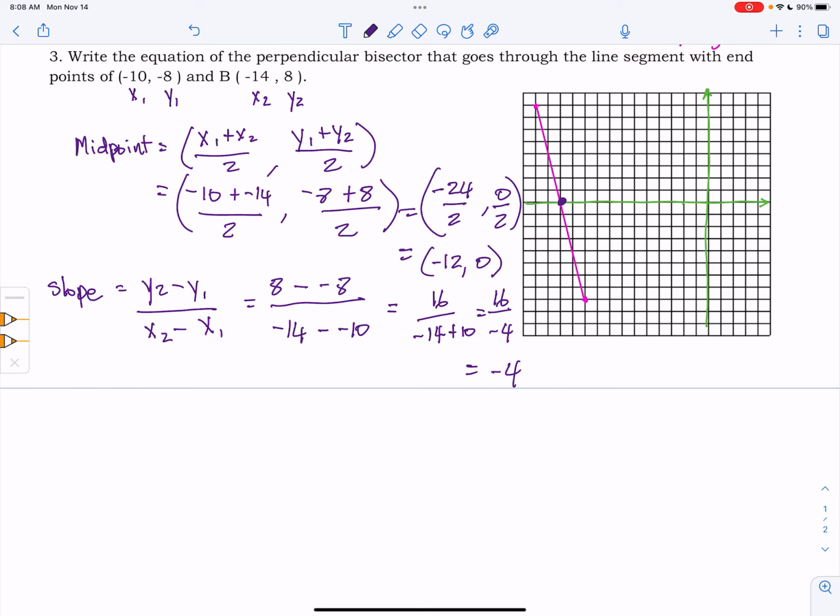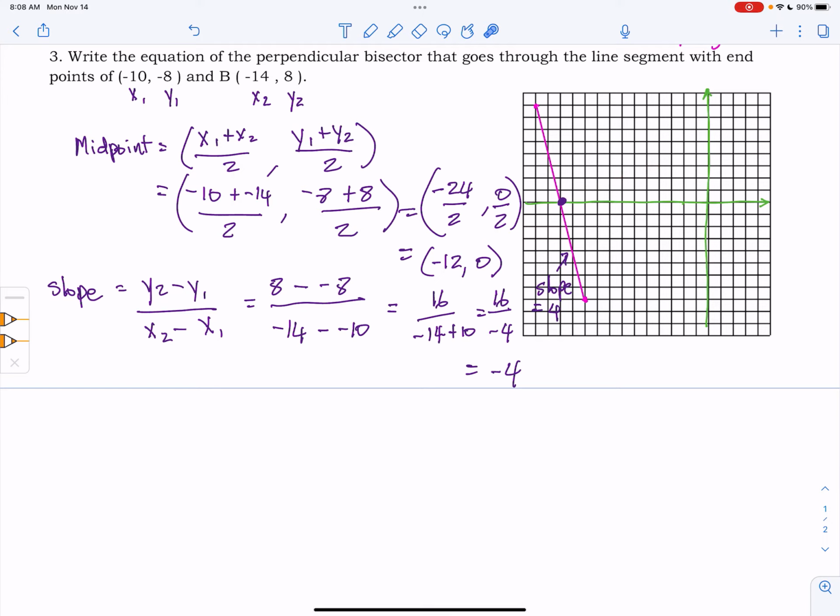Now that is the slope of this line, which is helpful, but it's not the slope that we need. We need the perpendicular slope because we're looking for the line or the line segment that goes through this point perpendicularly, if that's a word.